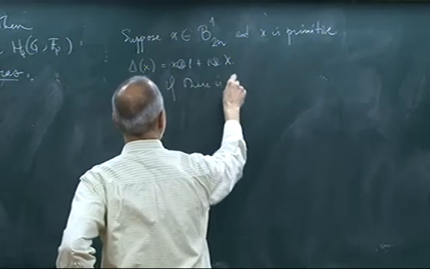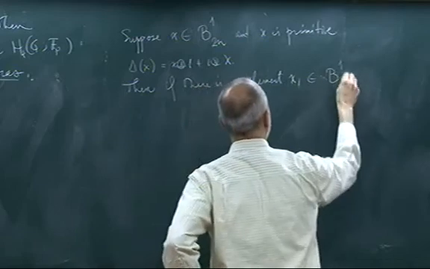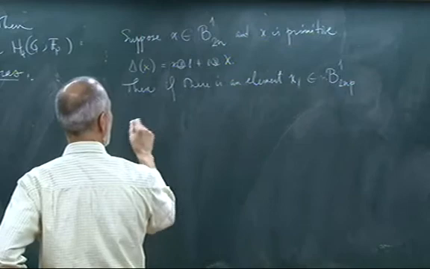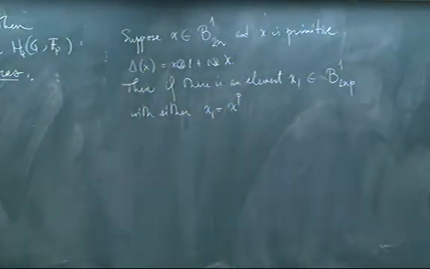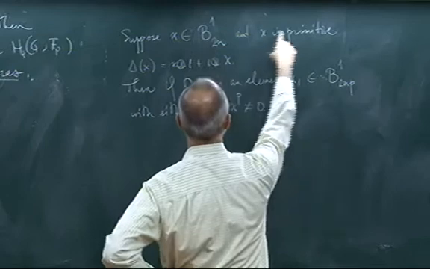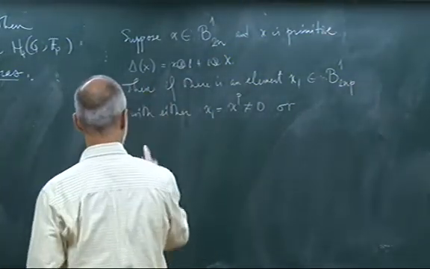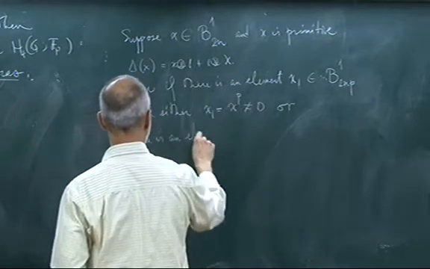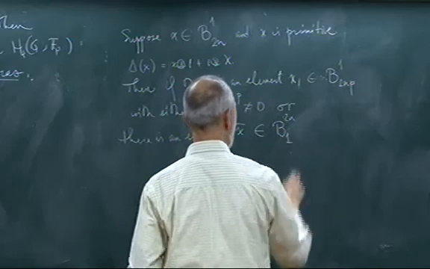Okay. Then, if there is an element x1 in B1 of degree 2n times p, with either x1 is x to the p. Remember that if it's x to the p, it's primitive. Okay. Or, and this is not 0 here, by the way, I want this to be not 0 too. Or, and this gets technical, there is an element x bar in, notice the switch of the indices.